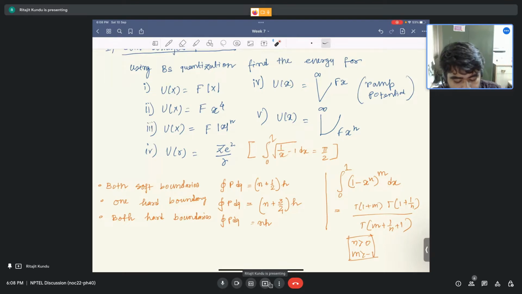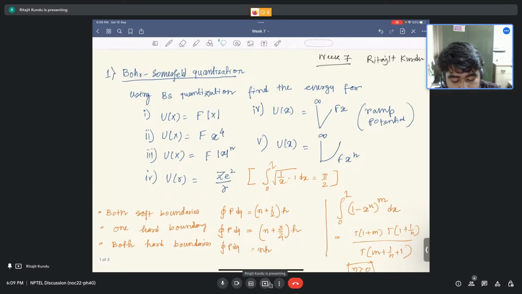And if you have both hard boundaries, like what you do in particle in the box, so something like this, where both of the boundaries actually blow up, in that case we should get something like PdQ is nh. So here h is the Planck's constant. So yeah, let us first look at this one.